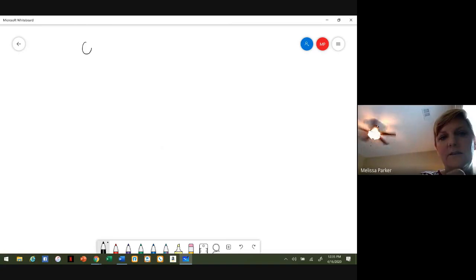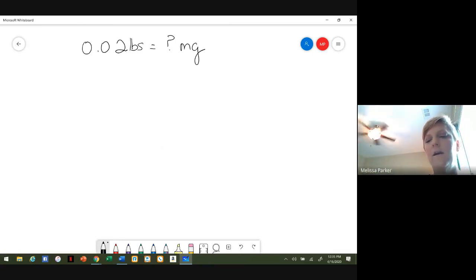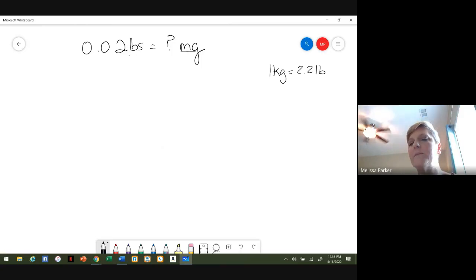Okay, so number 9 is 0.02 pounds, and we want to know how many milligrams that is, okay? So just looking at this problem, I have pounds and milligrams. What conversions do you think I'm going to need? I have pounds, so what's the only conversion I know I can use with pounds right now? Yes, the kilograms, right? So 1 kilogram is equal to 2.2 pounds, okay? But I need to get from kilograms all the way to milligrams, okay? So what else can I use to get from kilograms to milligrams?